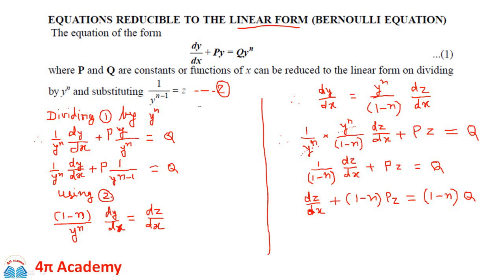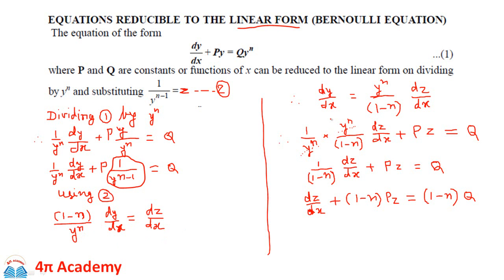Now let us make one more substitution, that let this factor 1 upon y raised to power n minus 1 be equal to z as another variable. So if you differentiate this factor 1 upon y raised to power n minus 1 with respect to x, and z with respect to x, then you will get 1 minus n upon y raised to power n dy by dx, and it is equal to dz by dx.